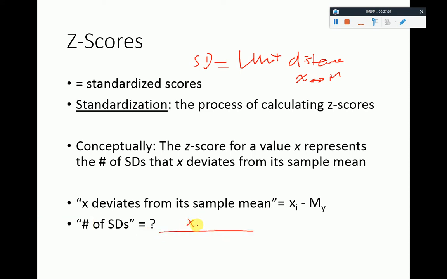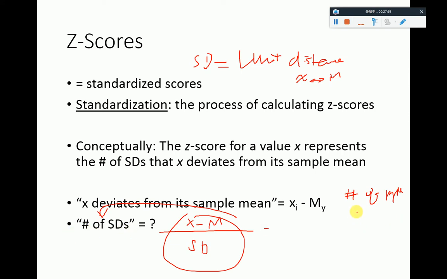It will be x minus the mean, divided by SD. Then this ratio will tell us how many standard deviations x is from the mean. It's like we have a certain number of people in the room, and we want to figure out how many people, exactly as we want to figure out how many standard deviations.